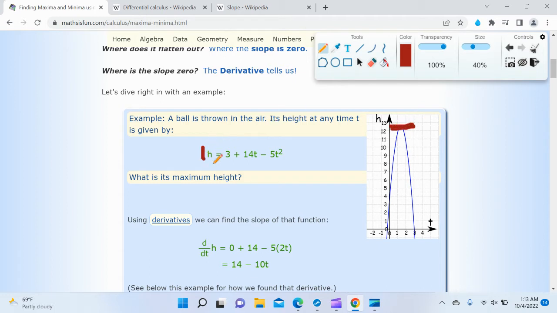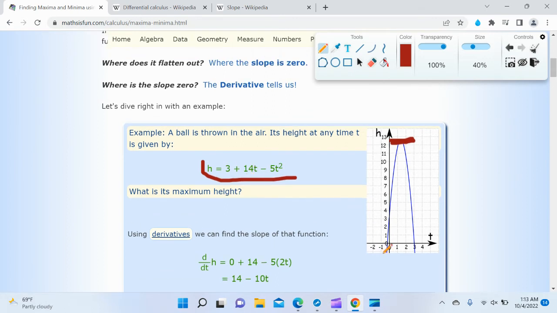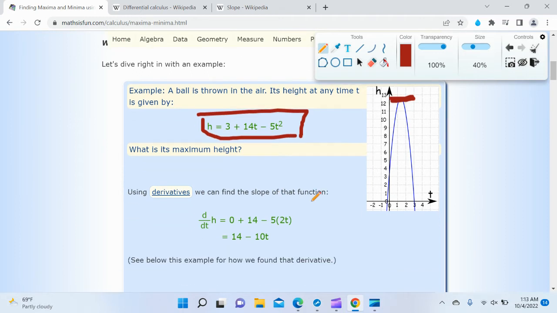You see, this is the maximum point. So from this equation, we are getting this graph, and in this graph, the question is what is its maximum height? In general, if you don't have differentiation, then it's very difficult to find this particular solution. But with the help of differentiation, we can find it very easily.